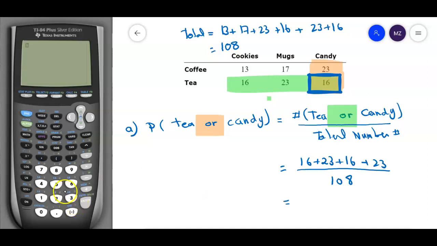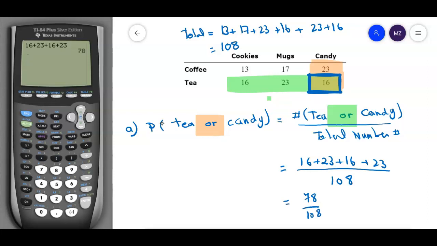Okay, so let's put this into the calculator. You're going to have 16 plus 23 plus 16 plus 23 again. Oh, that is not 16, this is 16 here. Okay, enter. So you're going to get 78. So your answer should be 78 over 108.